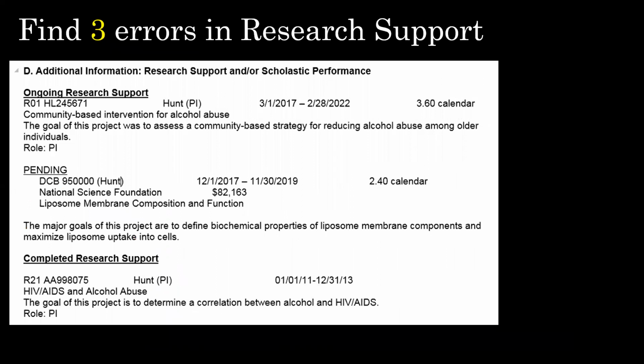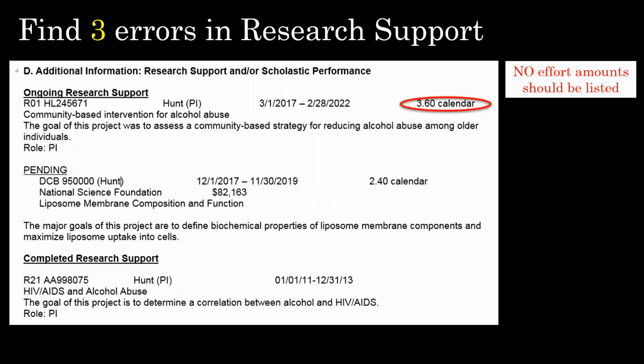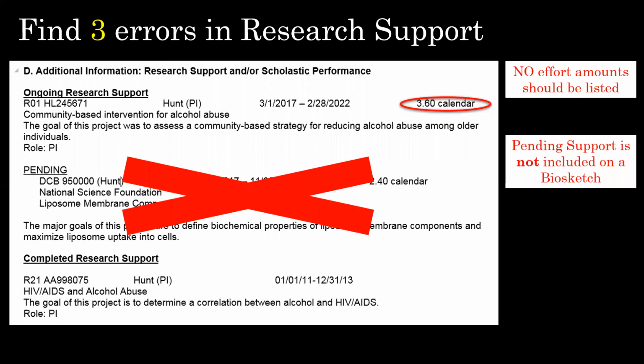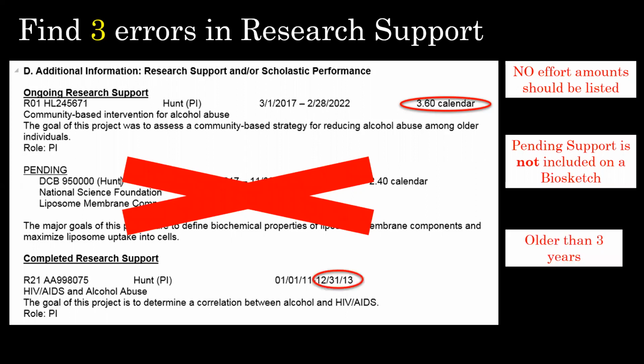Find 3 errors in the research support. Remember, this is a BioSketch, not other support. So the first one is there should be no effort amounts listed on the BioSketch, and that's a common mistake we see. And the second one is there should be no pending on the BioSketch, absolutely no pending. And then the third one is we see a lot of outdated grants that are older than 3 years that show up on the recently completed research support. So 2013, that one needs to go.